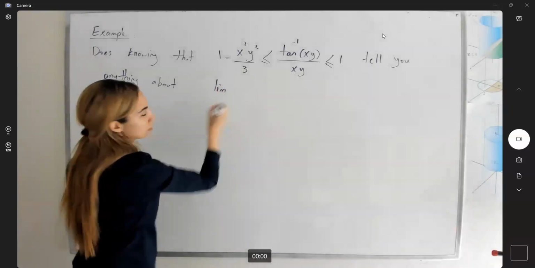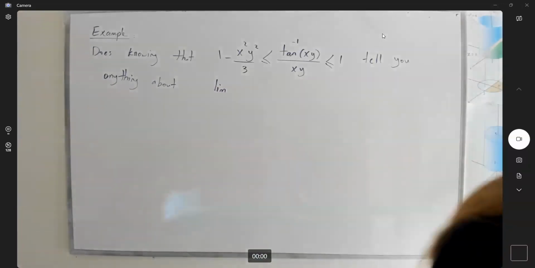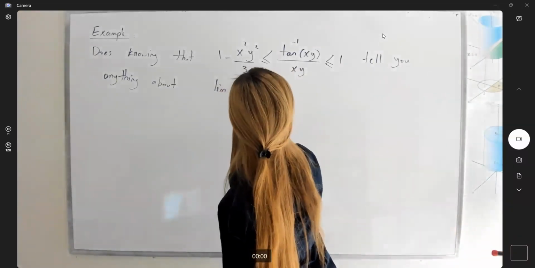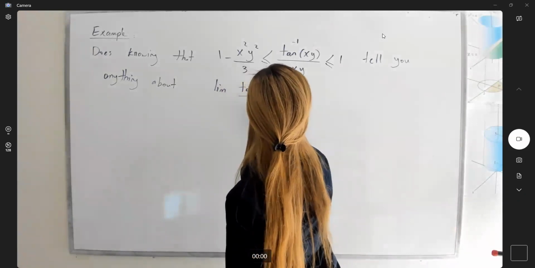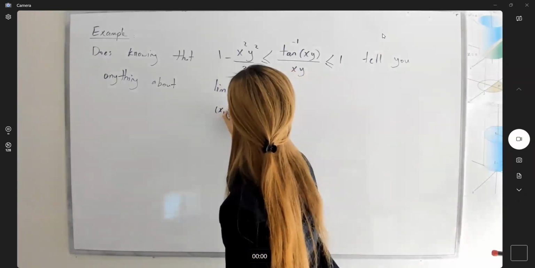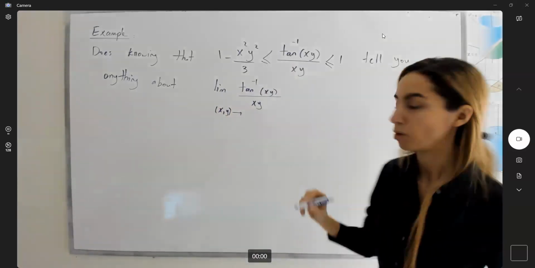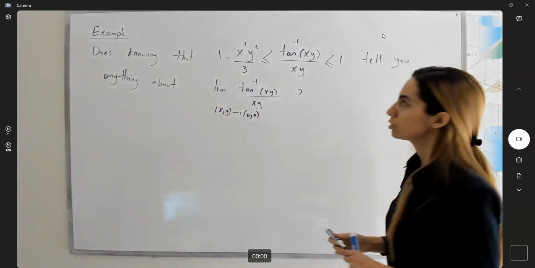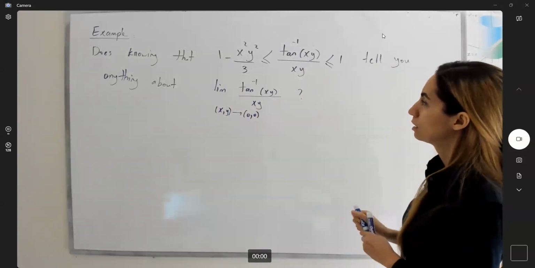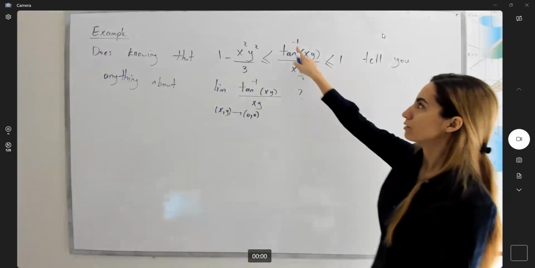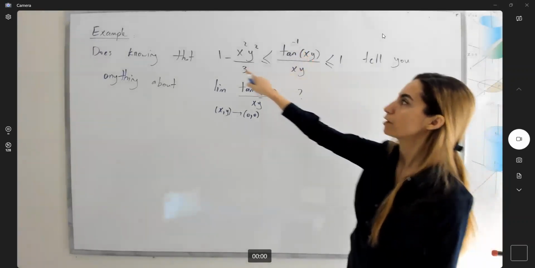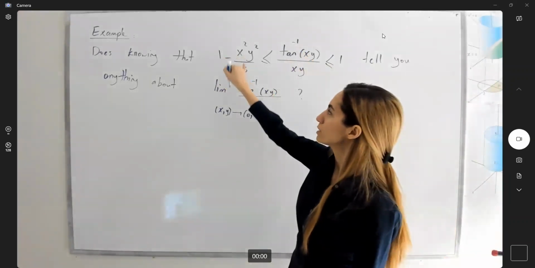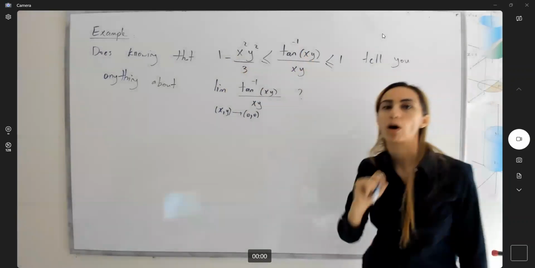about the limit of inverse tangent xy over xy as x and y approach the origin 0 and 0. So take a look at this. Here we have an inequality: inverse tangent xy divided by xy is bounded between these two, 1 minus x squared y squared divided by 3 and 1.